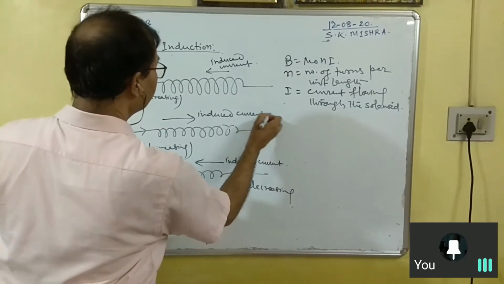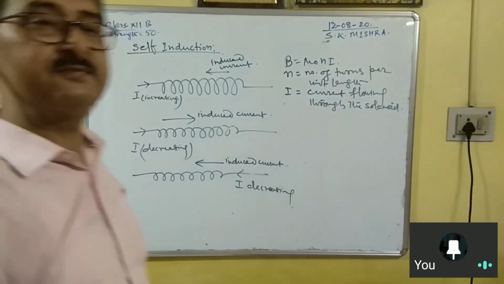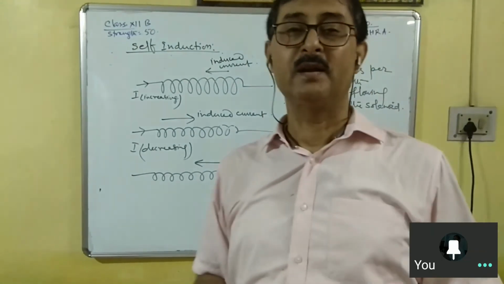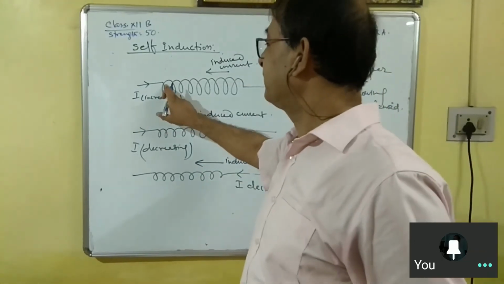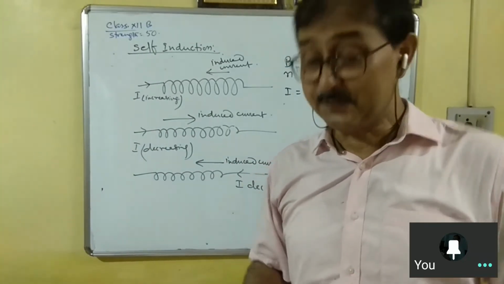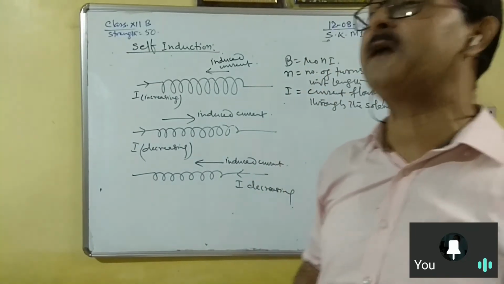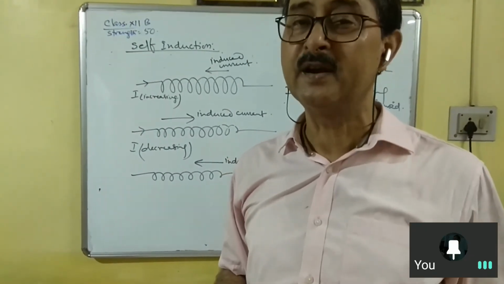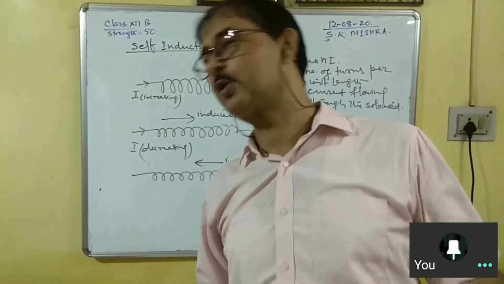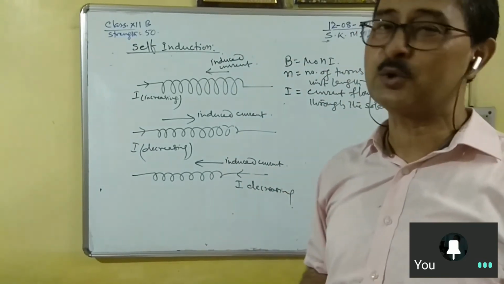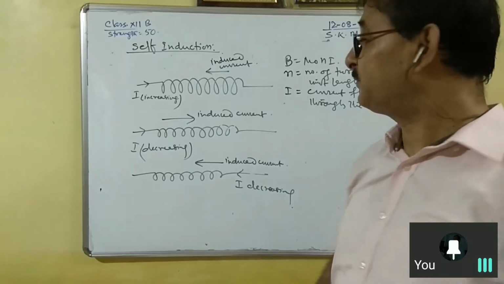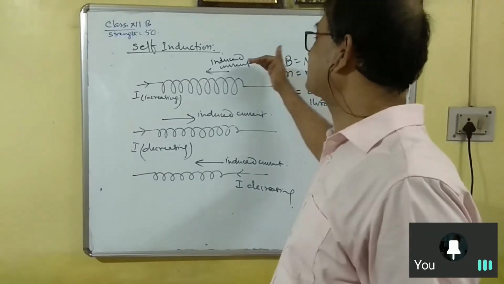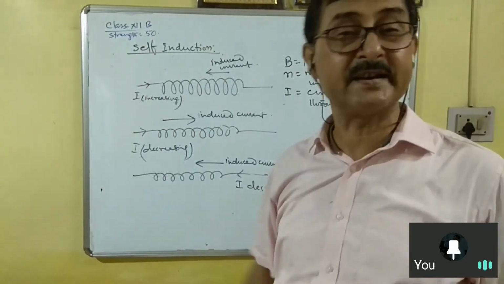But remember, the moment I becomes constant, what will happen? Now flux will be there, but flux will remain constant. And if flux is constant, then E is equal to d phi by dt. If phi remains constant, then what about E, the induced EMF? It is 0. No induced EMF, no question of induced current. For constant current, no question of induced current or induced EMF in the circuit.